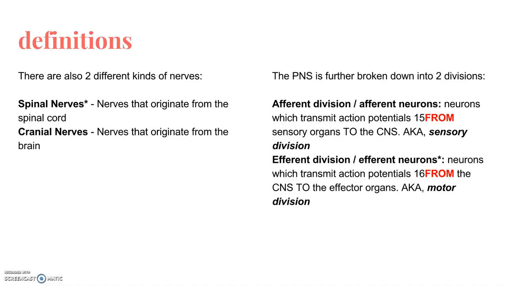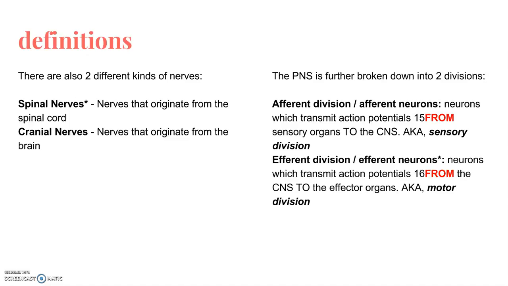Your PNS is further broken down into 2 divisions. You have the afferent division, or afferent neurons. These are the neurons which transmit action potential from the sensory organ, moving to the central nervous system. It's also called your sensory division. So the afferent is the sensory division.